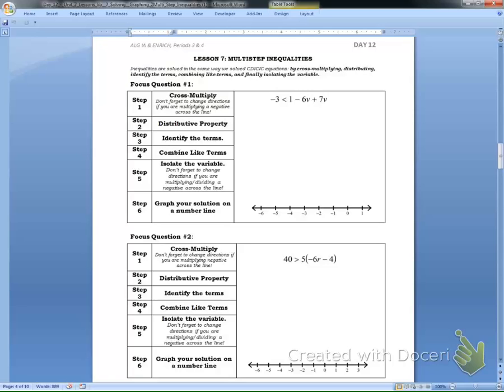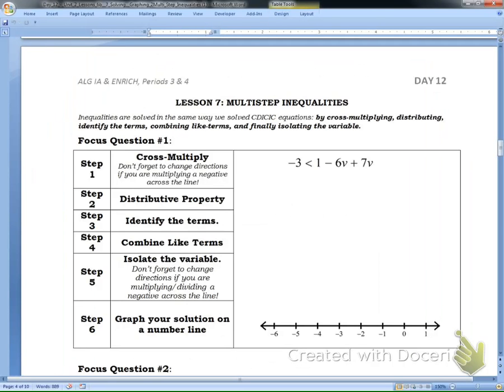You will use the same steps as CDICIC, where you cross multiply, distribute, identify your terms, combine like terms, and finally isolate your variable. Keep in mind, though, on step 1 and step 5, if you're multiplying or dividing by a negative number, you will switch the direction of your inequality. So let's take a look at some focus questions.